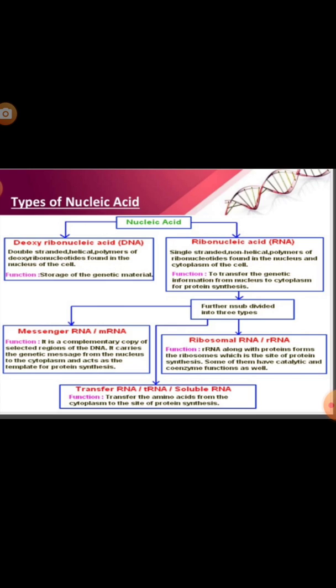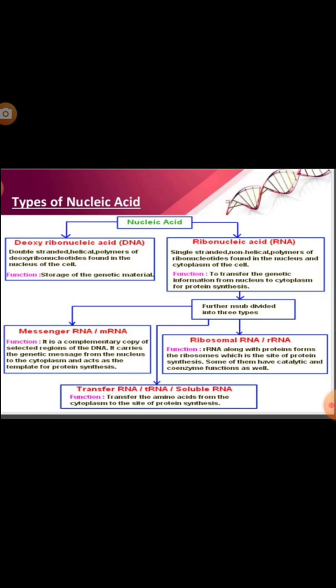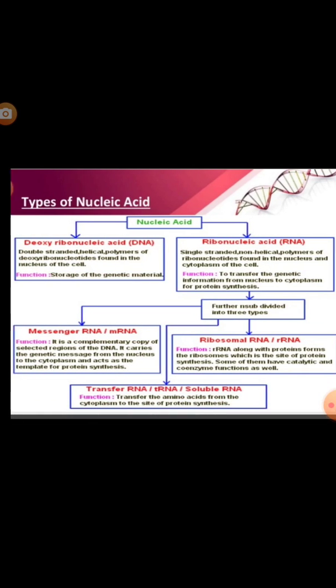RNA. Messenger RNA is the complementary copy of the selected region of the DNA. It carries the genetic message from the nucleus to the cytoplasm and acts as a template for protein synthesis. It just encodes the information that is complementary to the DNA for protein synthesis. It helps in the process of transcription. It just copies information from the DNA and changes it into RNA.